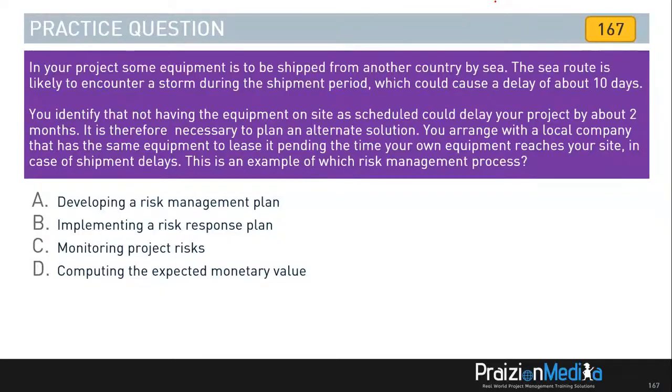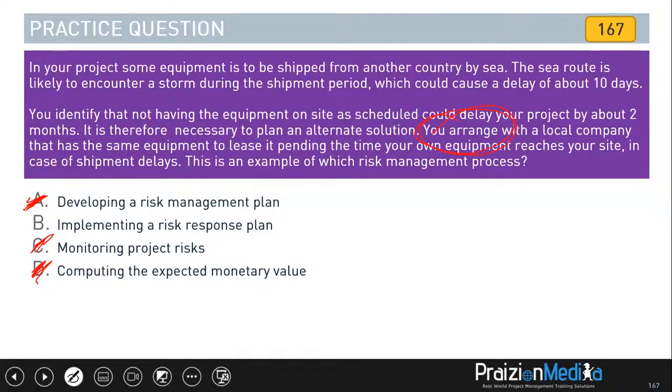So let's take a look at the language. You arrange. You're not thinking of doing it, you are doing it. You arrange with a local company to do all these things. So it's not computing EMV and it's not monitoring project risk. You are carrying out something, arranging, right? It's not developing a risk management plan. This is really more like a risk response plan. It's like carrying out a plan.